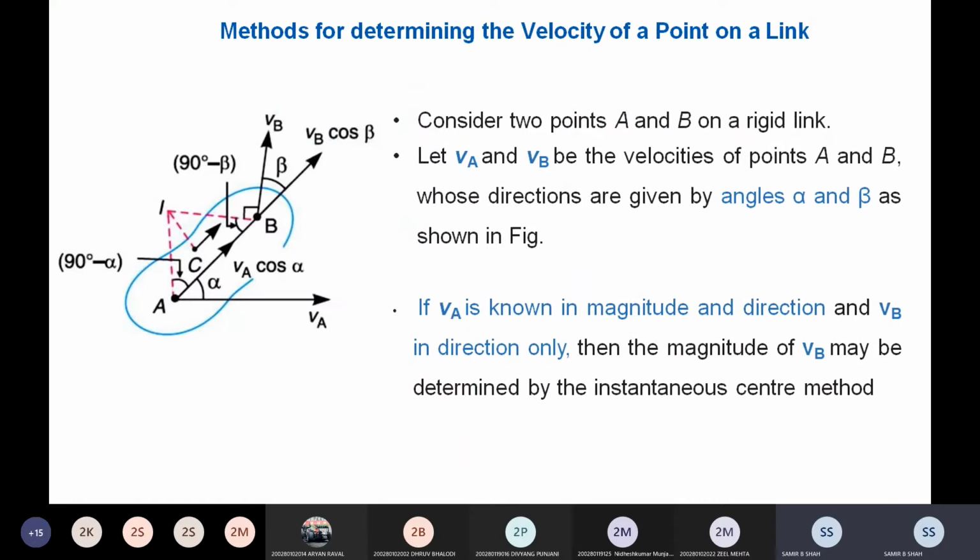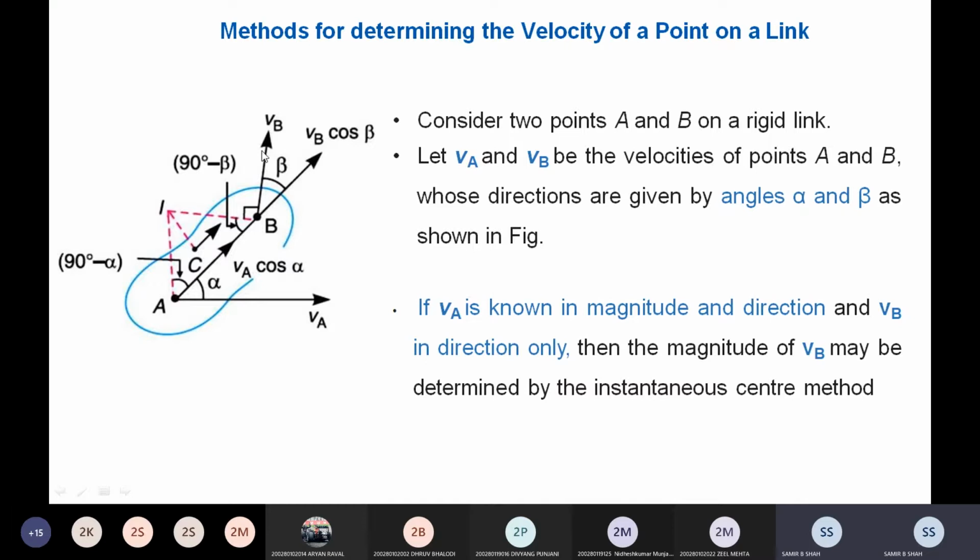Now, talking about how we determine the velocity of a point on a link, consider A and B as a rigid link. In the diagram, this is one whole space indicated with the blue line, and in that space there is one link AB, which may be considered a rigid link. The velocity of A is VA, shown with the arrow, and the velocity of B is considered VB.